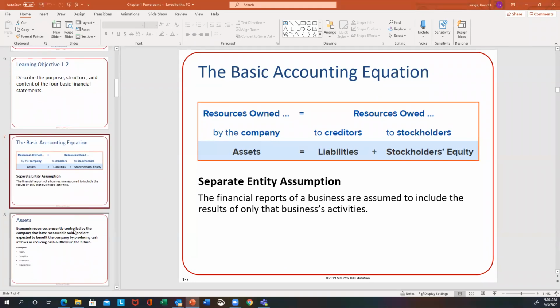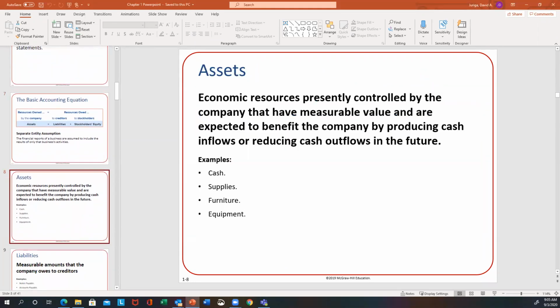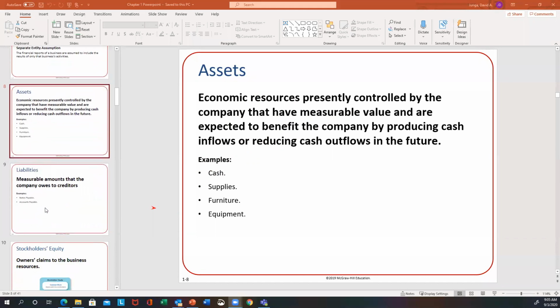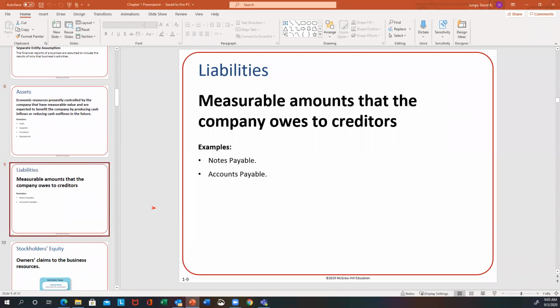All right, just a couple basic definitions. Here's your technical definition. I know you know examples of assets, but they like to say that assets have some sort of measurable value and also produce some sort of benefit to the company. So we've got cash, supplies, furniture, equipment. These probably are going to be your main categories of assets that you're going to find in most examples. Regarding liabilities, we'll have accounts payable, typically, and notes payable.